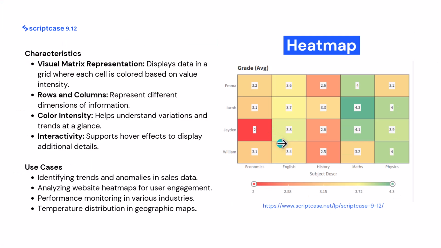So you can use this also to identify trends and anomalies in sales data, analyzing website heat maps for user engagement, performance monitoring, various industries, temperature distribution in geographic maps. So you have different use cases for this heat map, very interesting and useful, now available inside Scriptcase.